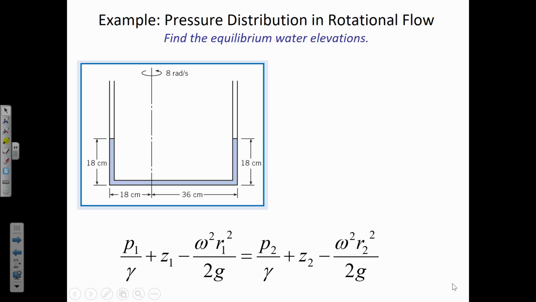Now, yours may look different depending on when you started doing your substitutions into the algebraic equation. I did mine all at the very end. So this is where we got Z2 is 0.3385 meters.